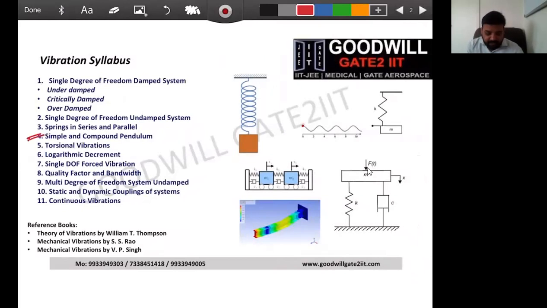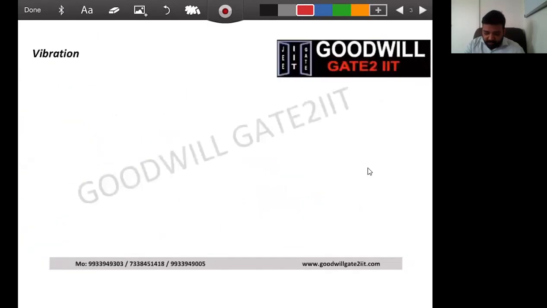So today we'll be discussing simple and compound pendulum. This is a very repetitive topic in GATE, and many questions are asked on this topic. It's a good conceptual topic. So we'll focus on pendulums today.